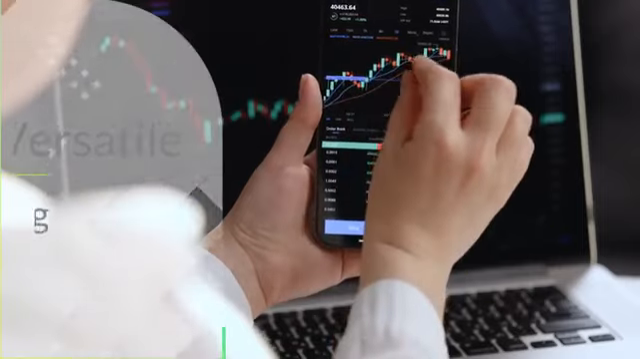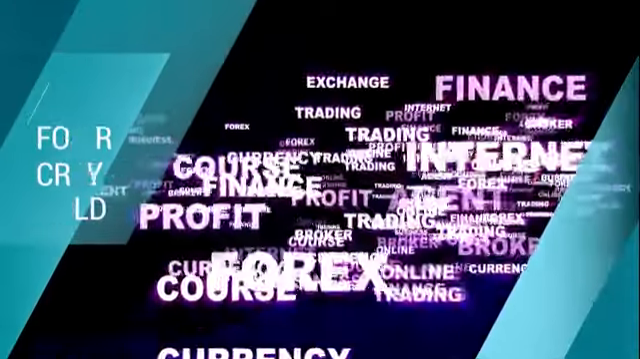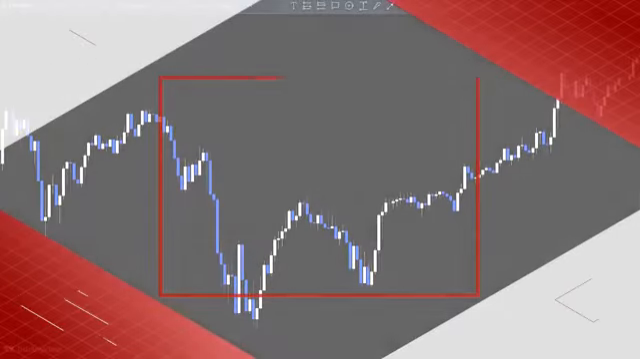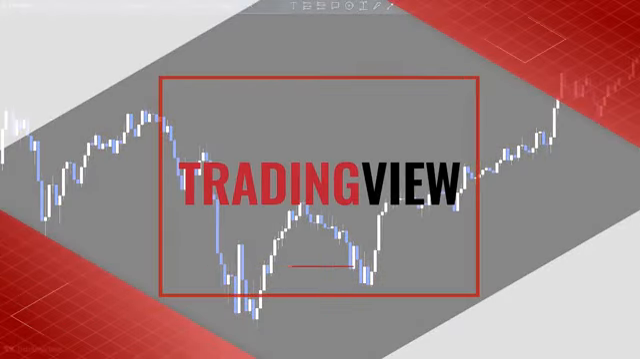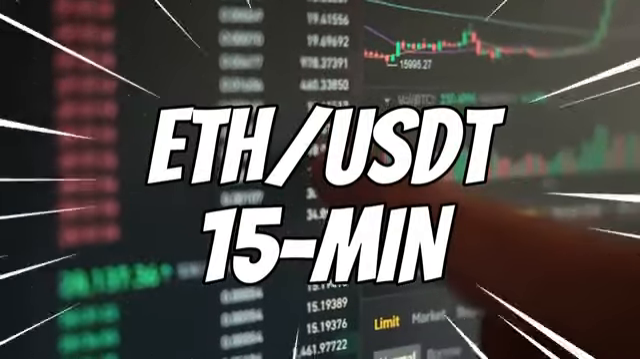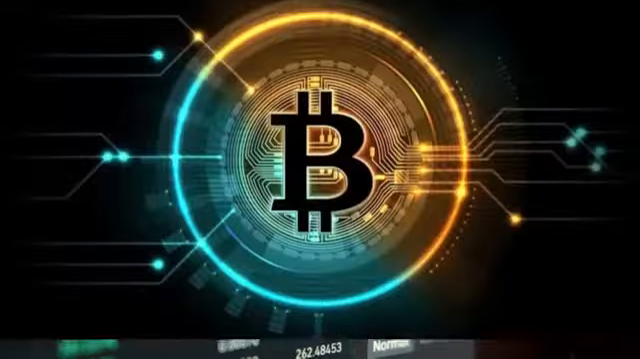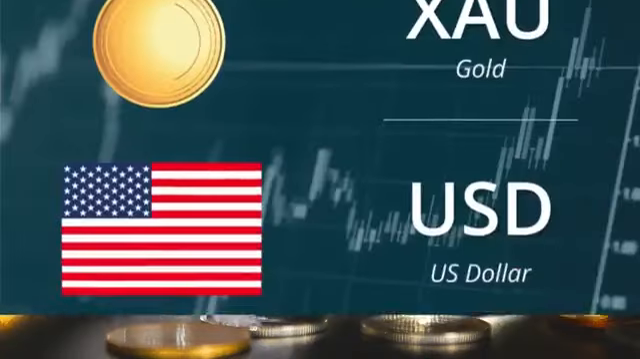The strategy is versatile and can be applied to various markets like Forex, crypto, or even gold, you name it. So first things first, let's set up our chart to get the ball running. Today, we'll be working on the 15-minute time frame for the Ethereum chart. For optimal results, we recommend trying it out with Bitcoin, Ethereum, or gold and using either 5 or 15-minute time frames.